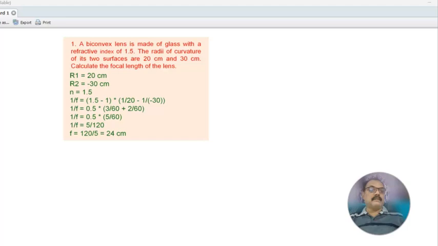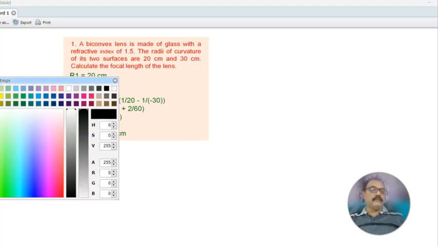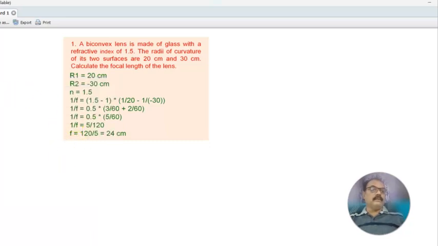Then let's draw the diagram. How to draw the diagram? With the help of the hydro board properties, one can easily draw the diagram. So first, let's say this is the straight line. Take one place as the center of curvature and make a perpendicular line. This is your lens, right? And two curved surfaces are there.